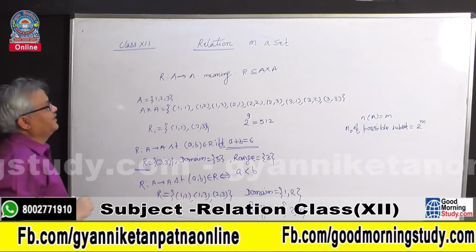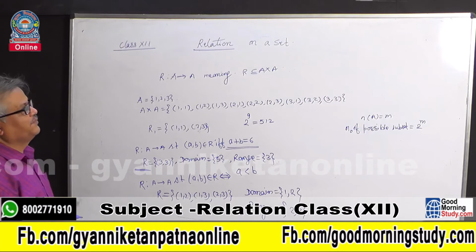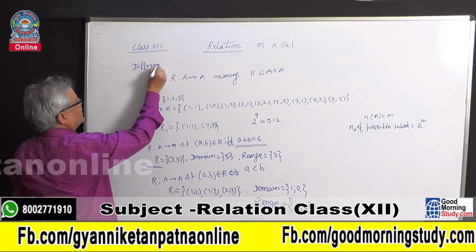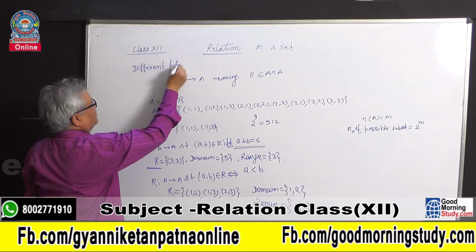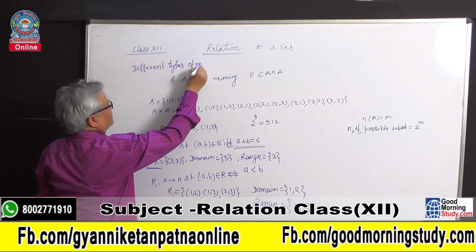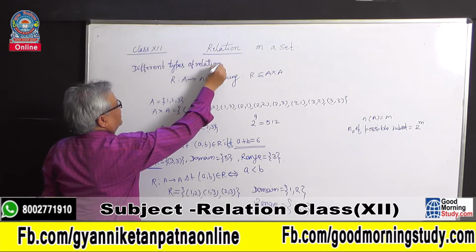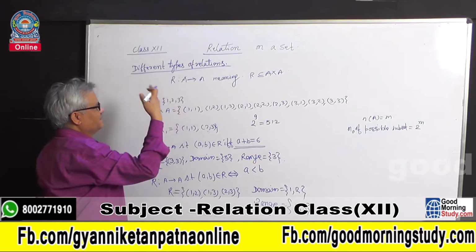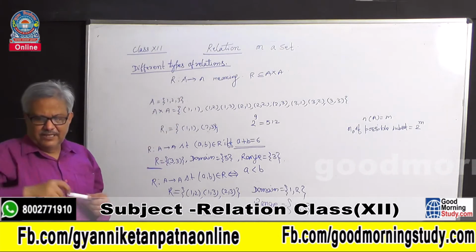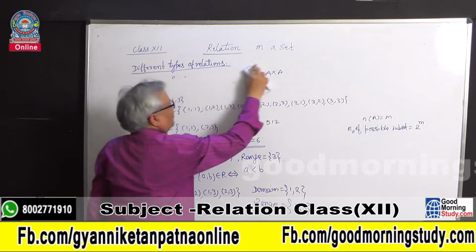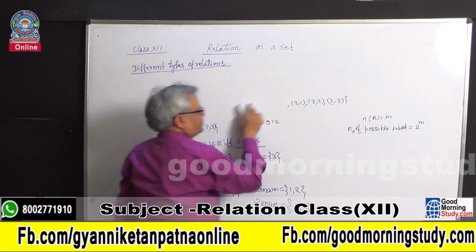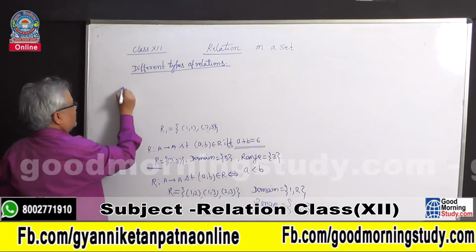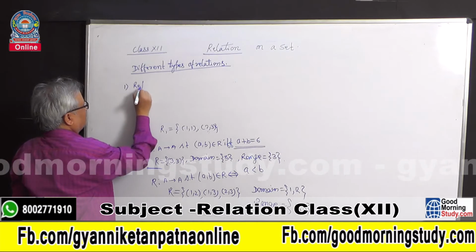Now the very important thing to know is the different types of relations on the set A, means from A to A. The very first is the reflexive relation.